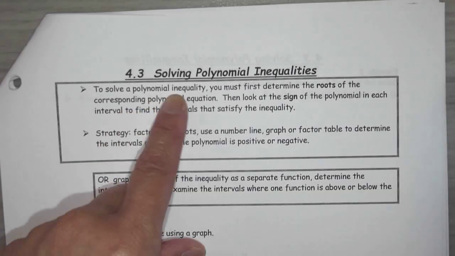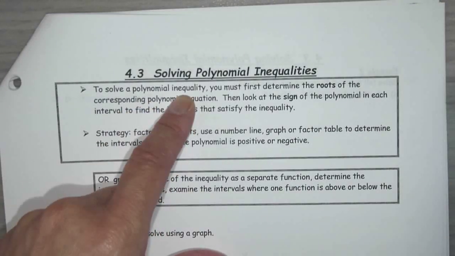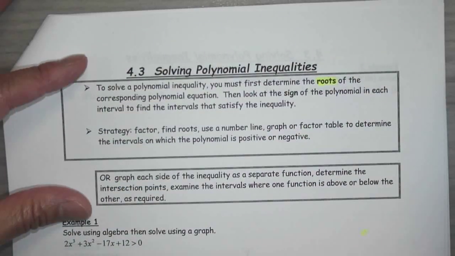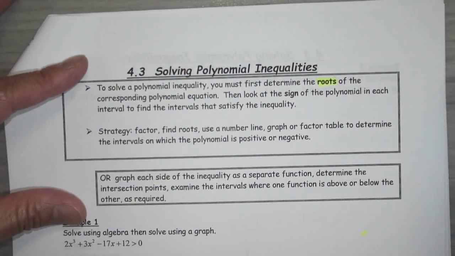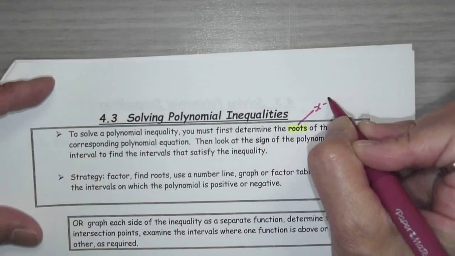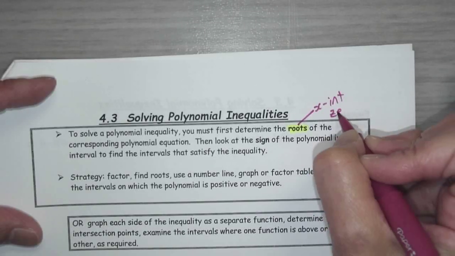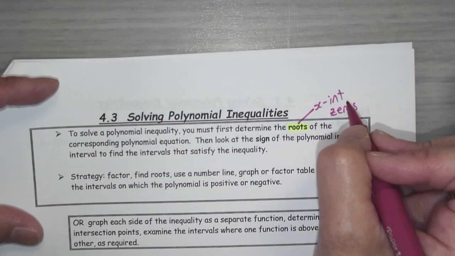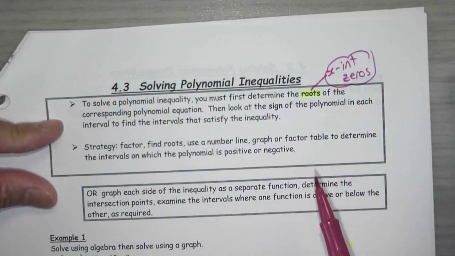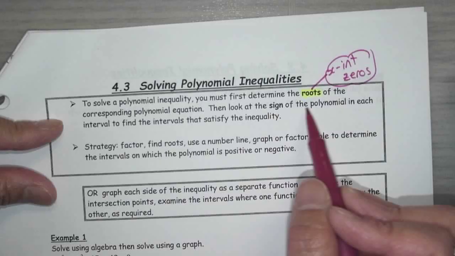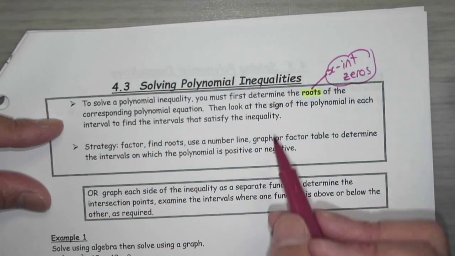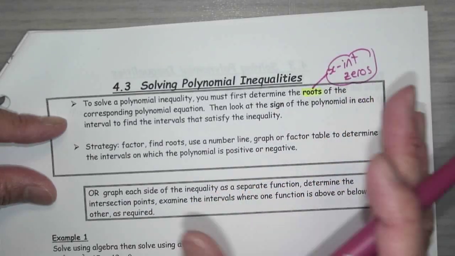So to solve a polynomial inequality, you must first determine the roots. So first determine the roots, which are the x-intercepts, zeros, etc. It's the same idea, so exactly the same thing as solving a polynomial equation. Then you look at the sign of the polynomial in each interval to find the intervals that satisfy the inequality. So that is a little bit too many words.